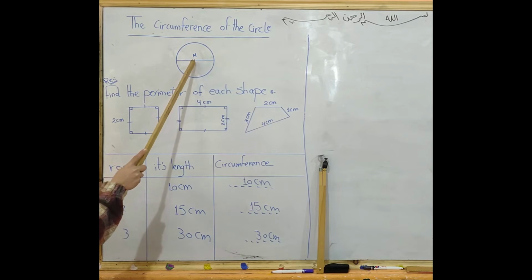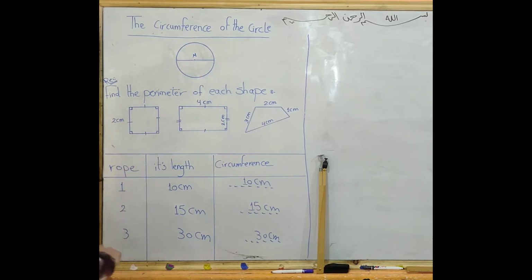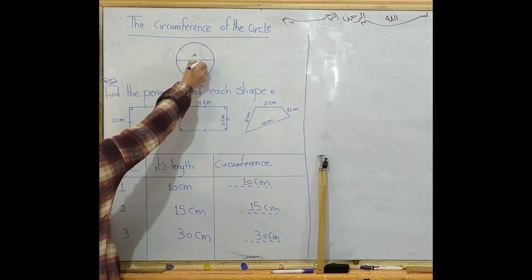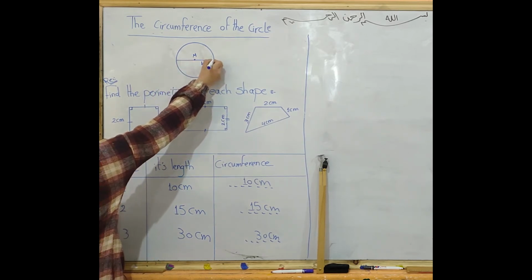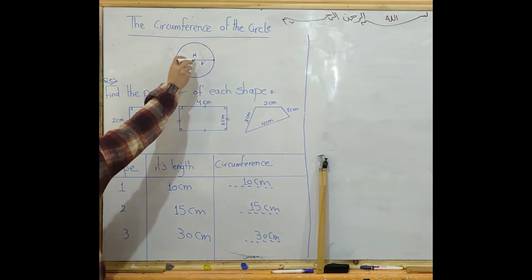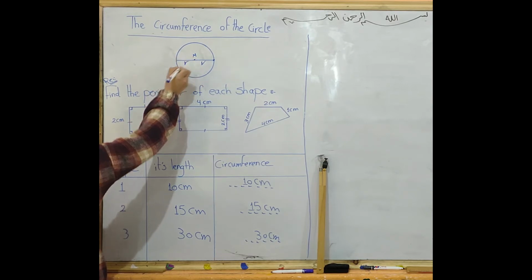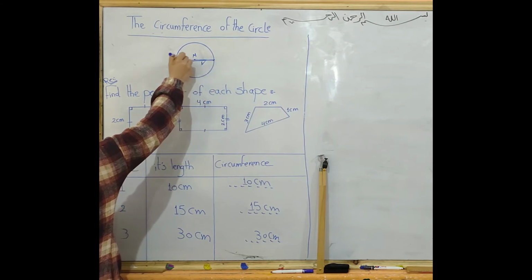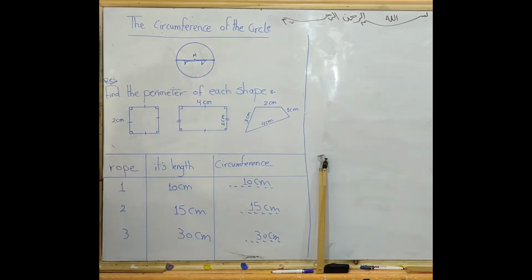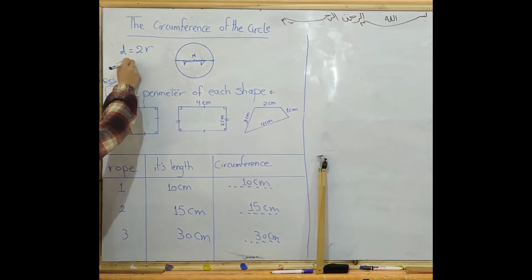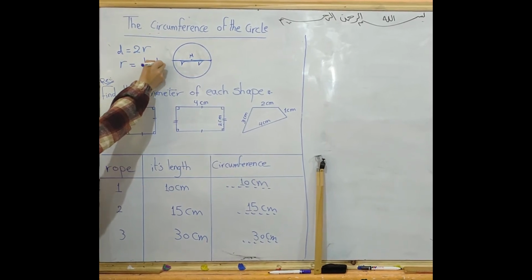The line segment joined between the center and any point on the circle is called the radius of the circle. From this point to any point on the circle is called the radius. And if we continue the radius, we get another radius. Then this line segment equal to 2 radii. This line segment is called the diameter of the circle. So we can say diameter of the circle equal 2 radii, or radius equal half diameter.